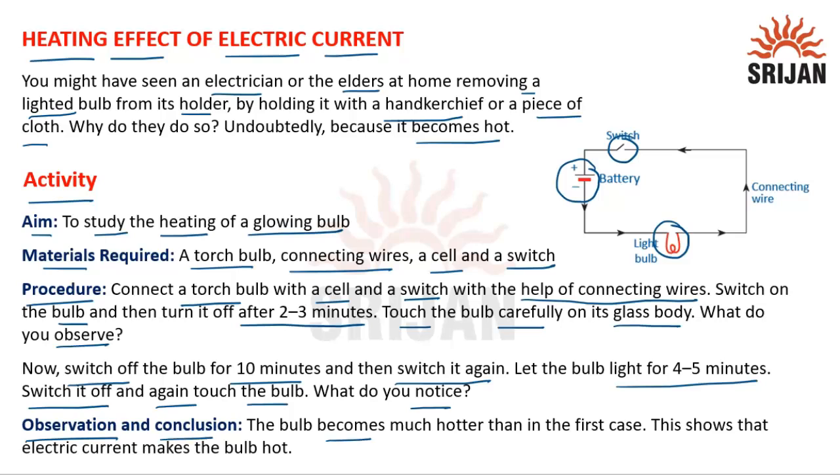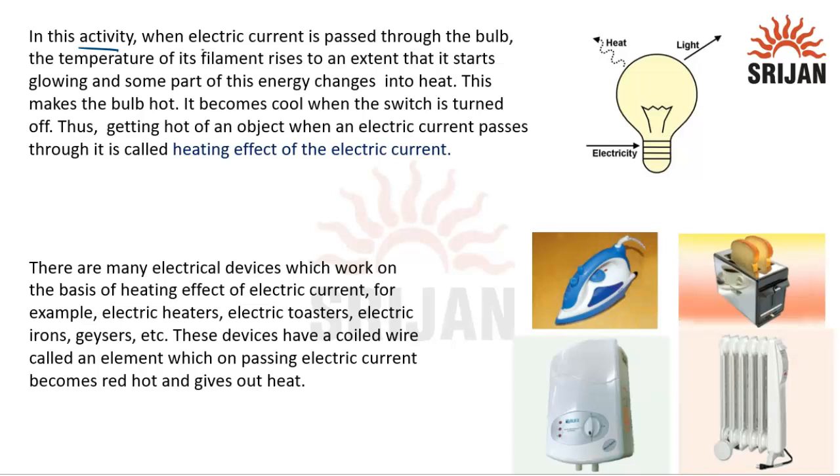The bulb becomes much hotter than in the first case. It shows that electric current makes the bulb hot. In this activity, when electric current is passed through the bulb, the temperature of its filament rises to an extent that it starts glowing. So this is the filament that actually gets heated when electricity is passed through it, and some part of its energy changes into heat. So that means you can say that we get light as well as we get some heat. This makes the bulb hot. It becomes cool when the switch is turned off.